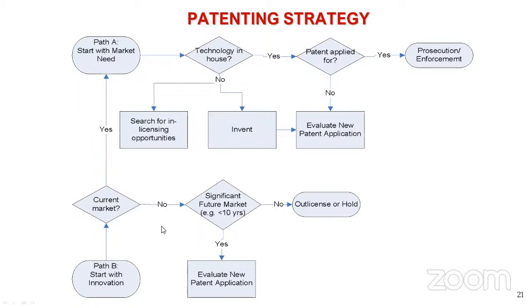If there is no current market, then we have to think about the significant future market in terms of after 10 years. So if our technology has no lifespan of more than 10 years, it is worthless to file the patent application. So we have to think about our significant future market. If there is no market, then we have to hold that one. If there is a market, then we have to file a new patent application which covers the old product and the process of that invention.